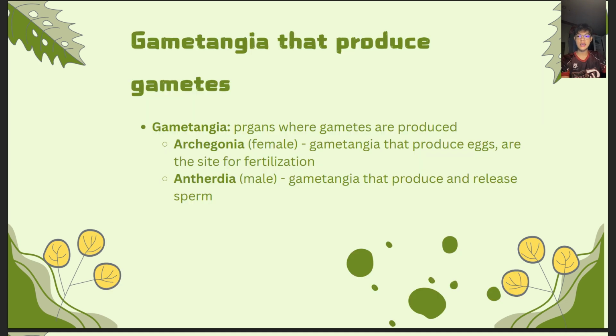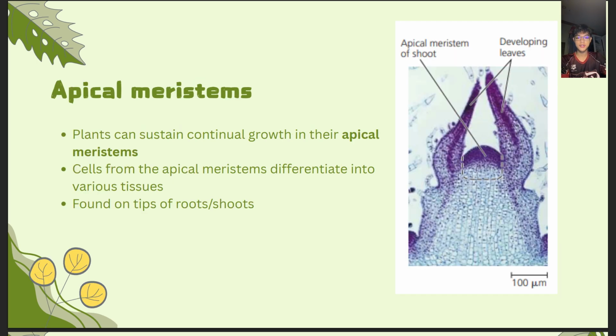The next derived trait is gametangia that produce gametes. Gametangia are basically organs where gametes are produced, and there are two types. Archegonia is the female gametangia. It produces eggs, and it is also the site of fertilization. The male gametangia is called antheridia, and it produces and releases sperm. The last derived trait of land plants is apical meristems. Plants can sustain continual growth in these apical meristems, and they can be found on growing sites such as the tips of shoots, the tips of roots, and anywhere where growing happens. And these cells basically specialize.